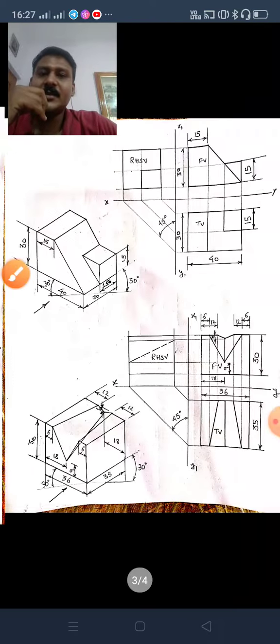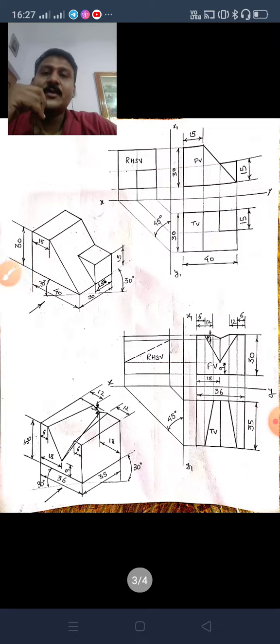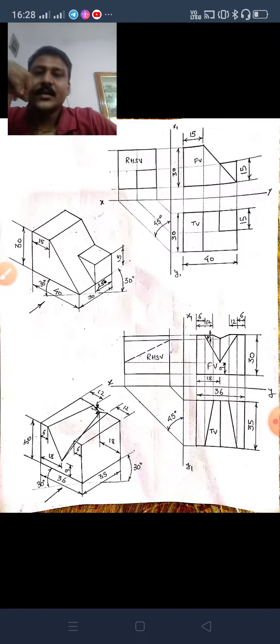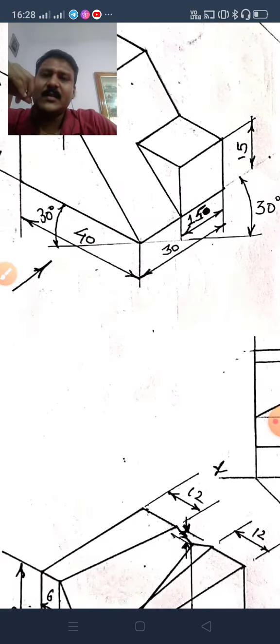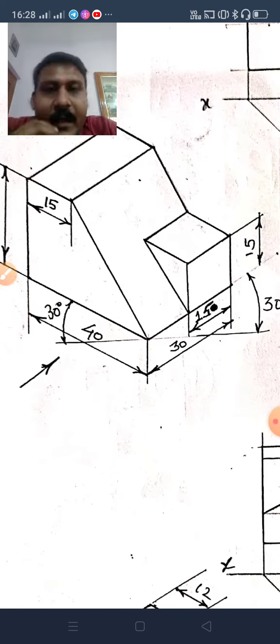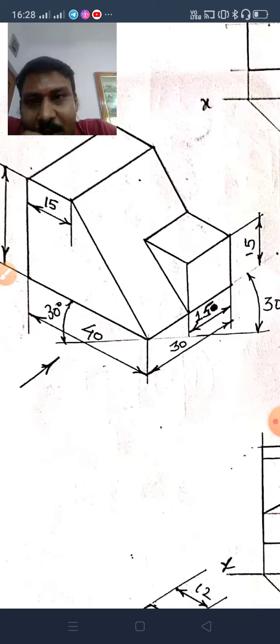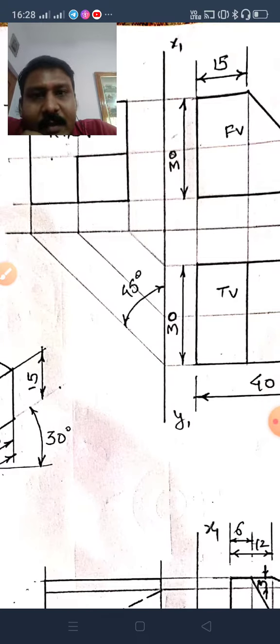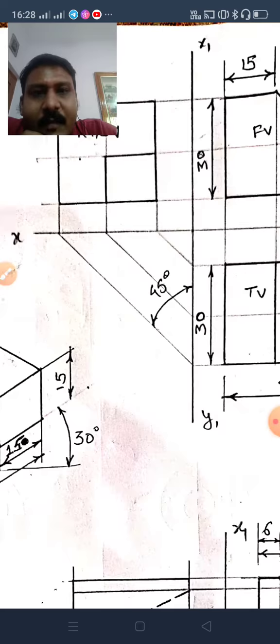With the block diagrams, where the 3D view is given to you and you have to draw the front view, the top view and the side view. Now see, some of the things I want to clear. This figure is given in the question and you have to draw these figures, which means you have to convert this three-dimensional figure into a two-dimensional figure.